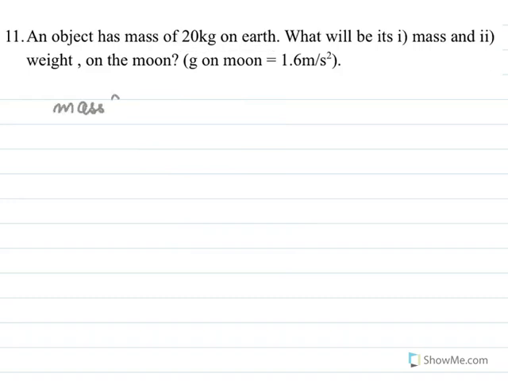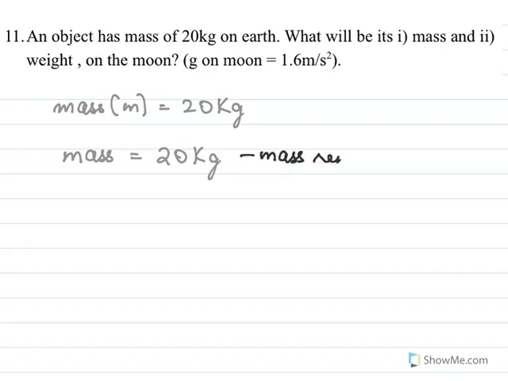An object of mass 20 kg. So mass, which we write as m equal to 20 kgs. What will be its mass on the moon? Now mass on the moon also will be the same, 20 kgs, because mass is constant, remains the same anywhere in the universe. Now what is the weight? Next question, what is the weight on the moon?